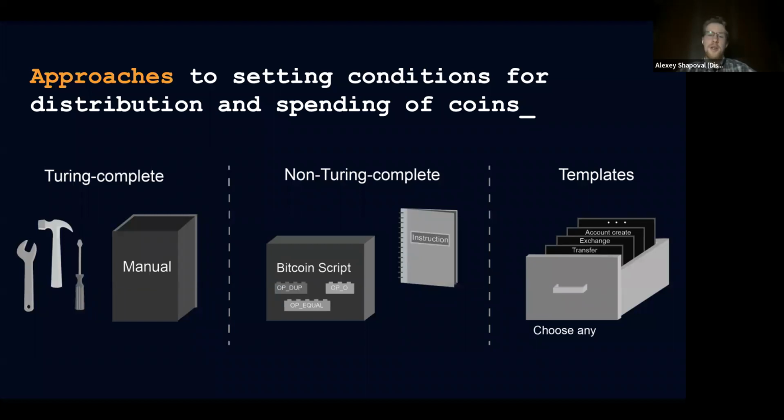So you are not free to create whatever your heart desires. You cannot really implement your own unique custom cryptographic algorithm in Bitcoin, but well, you can work with whatever you have. And of course, the main example of non-Turing complete is Bitcoin script, which we will look at in more detail today. And the third category is templates.